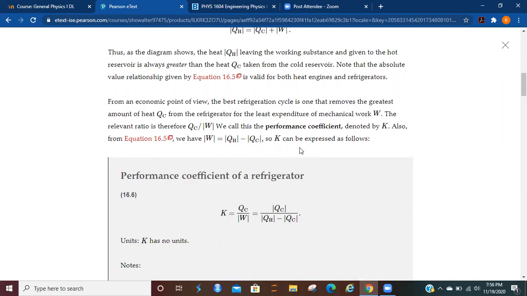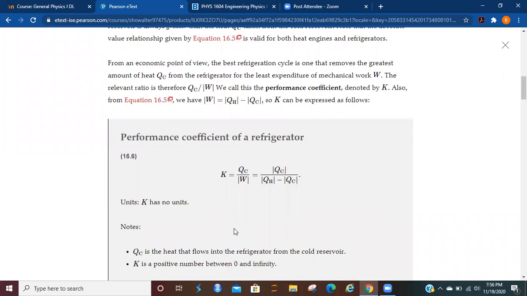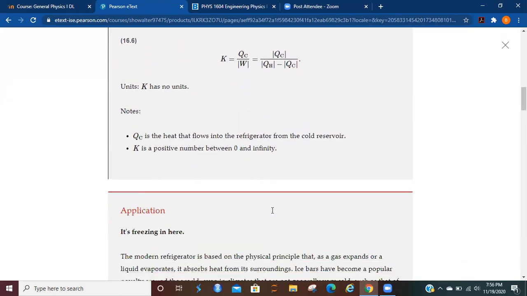Now, if we are interested in the efficiency here, we've developed something called the performance coefficient, K. K has no units, just like the thermal efficiency that we had before. We're going to have Q sub C divided by W. Again, we put in the amount of heat that is being taken in and the amount of work, and then we come up with a ratio.